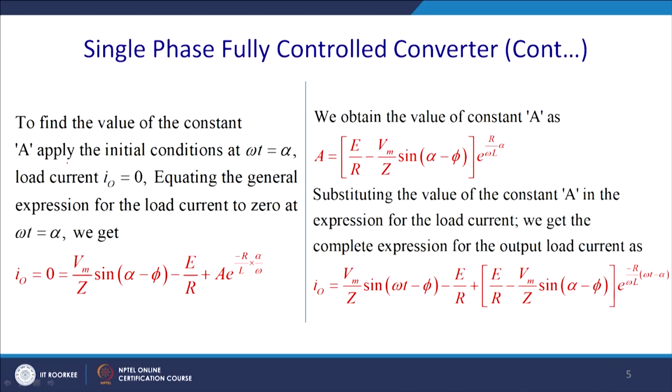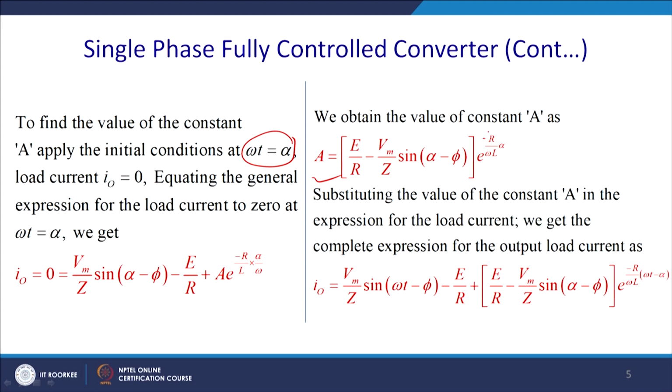So, when current is 0, for this reason we apply the initial condition when omega t equals alpha, then load current I 0 equals 0. So, if we equate it, I 0 equals 0, that equals Vm by Z sin alpha minus phi minus E by R plus A e to the power minus R by L alpha by omega. From there we can get an expression for A, and that will have a component of e to the power. So, it is a varying component: you can see that it is a constant, thereafter a sinusoidal component, and it is varied via an exponential component.